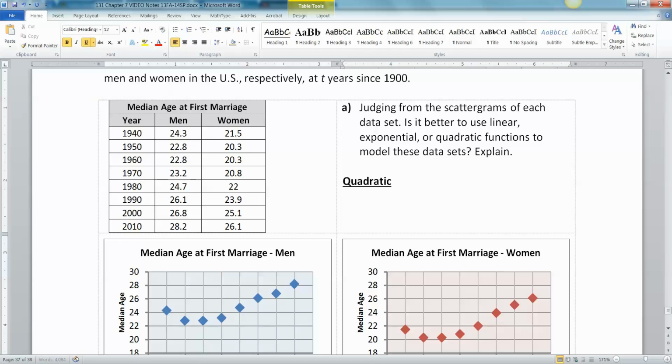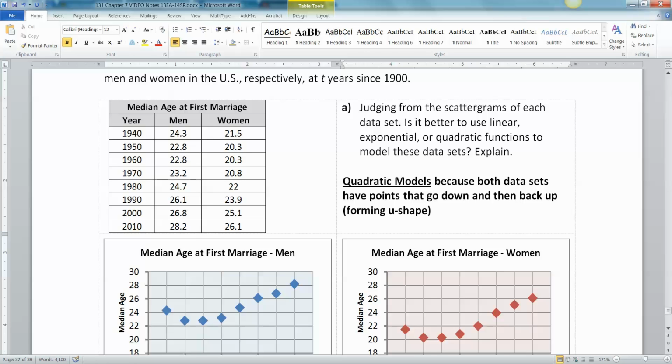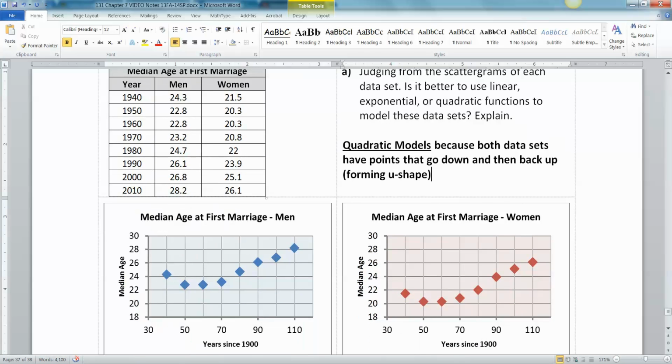For one thing, we're in the section that talks about quadratics, but for another thing, both data sets have points that go down and then back up, forming kind of a U shape, right? The classic parabola shape. It's a pretty shallow parabola. It's not very steep, but nevertheless, it's forming that go down, back up. And the only way we know how to deal with that is with a quadratic model.